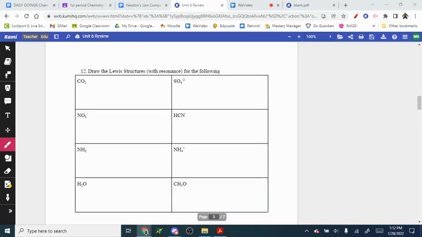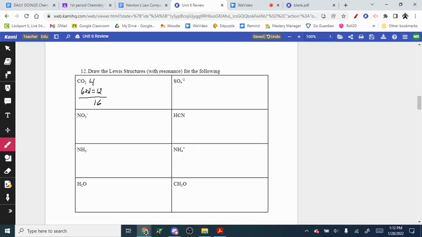Okay, so now we have some Lewis structures. All right, so CO2. First things first, we have to find the valence electrons of each thing. Carbon has 4 valence electrons. Oxygen has 6 valence electrons, and there are 2 of them, so that's a total of 12 from the oxygen. We add them together, we get a total of 16 valence electrons.